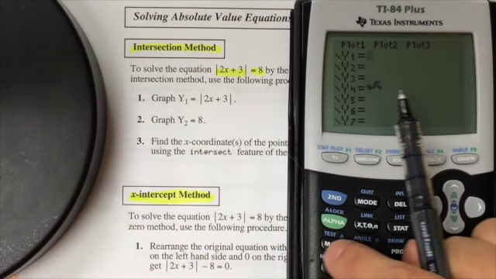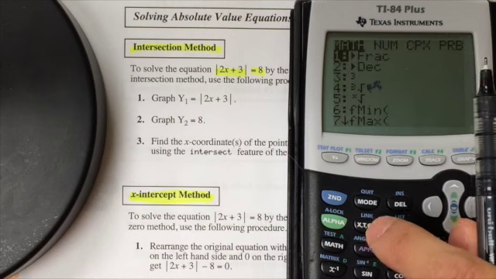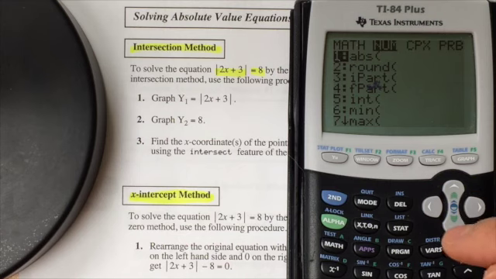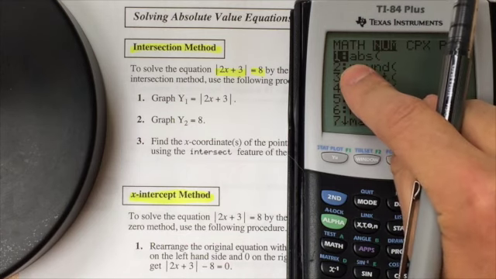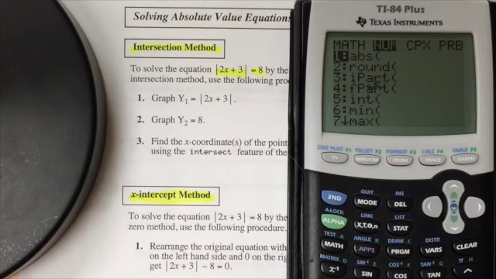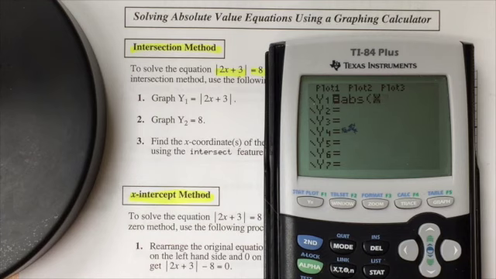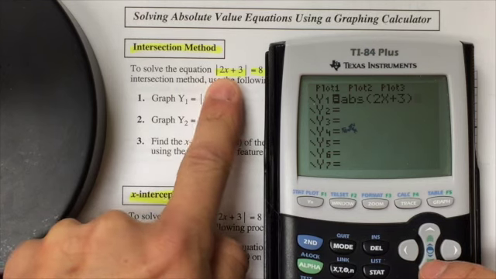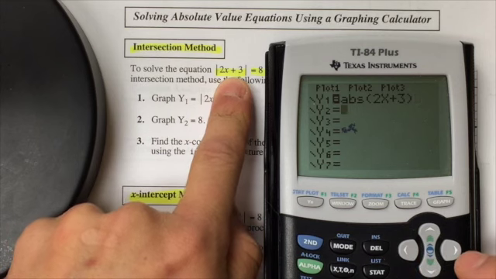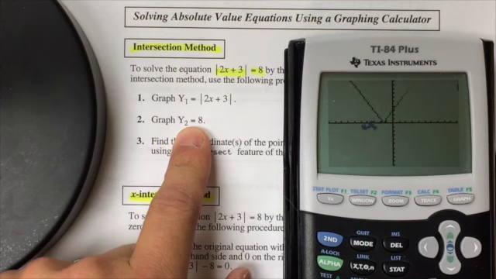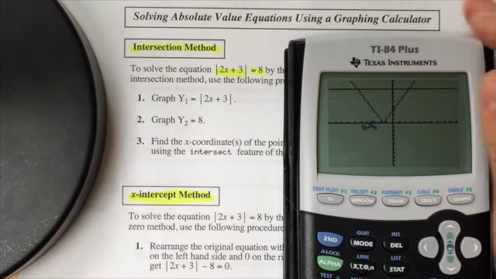You click the math button right here, right underneath alpha. So I click that, and I move over to number. Okay, so I moved over to the right one, and I choose this very first option, which is an absolute value bracket. Then I just type in my equation, 2x plus 3, and I close that bracket, and that's the first part of my equation done, the absolute value of 2x plus 3. Now, y2, I'm going to set equal to 8, and then all I do is graph. And there is our function.